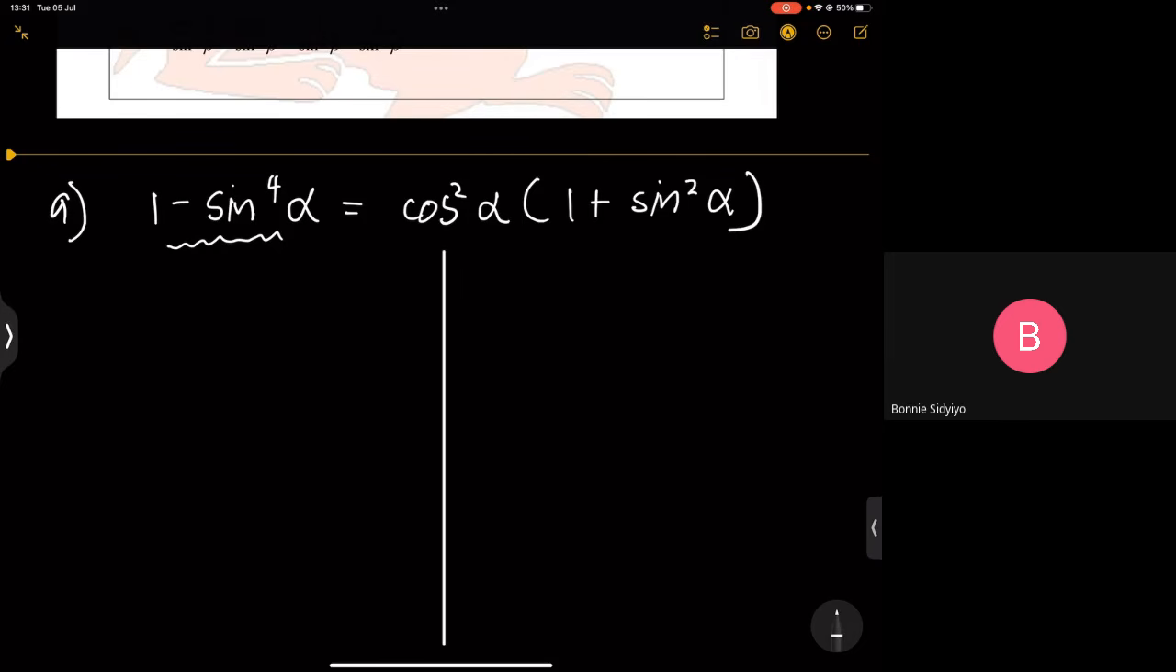So we can start by using the FOIL method, as in clearing out the brackets. Okay, beautiful stuff. So we leave left-hand side as is. So this would be 1 minus sine to the power 4 of alpha. And so we're going to multiply in there. So you're saying cos squared of alpha times 1 will give us cos squared of alpha, right? Yes. Plus, we've got sine squared of alpha times cos squared of alpha.